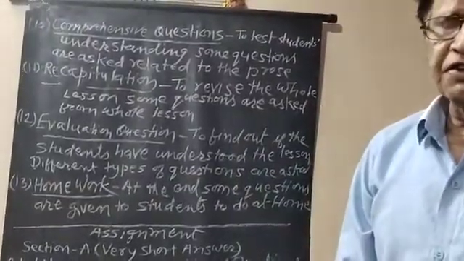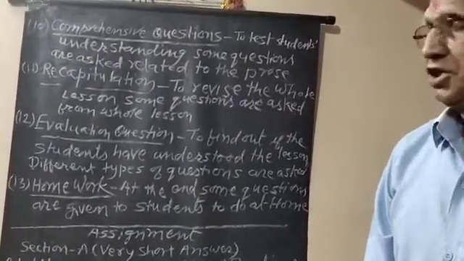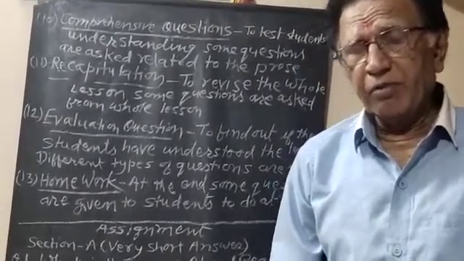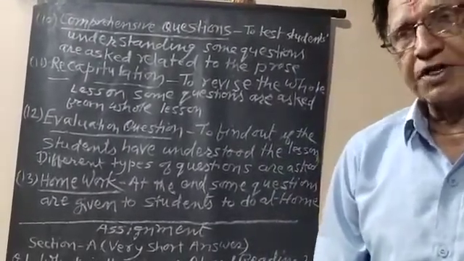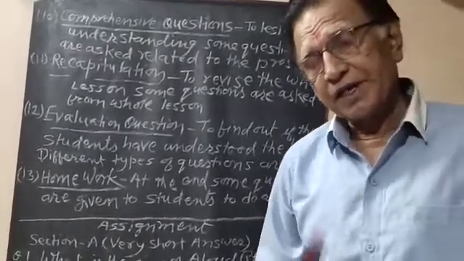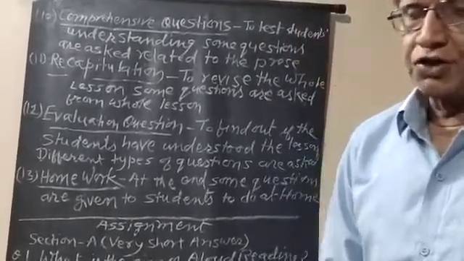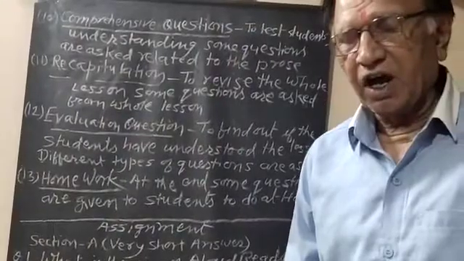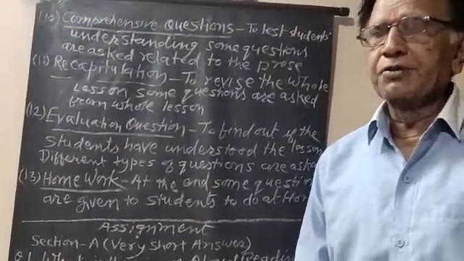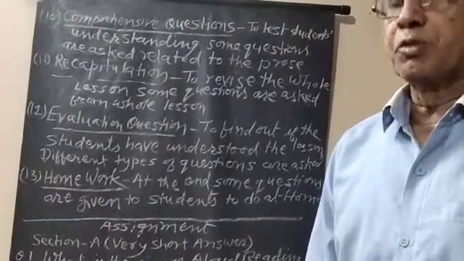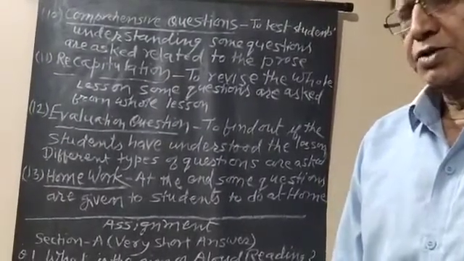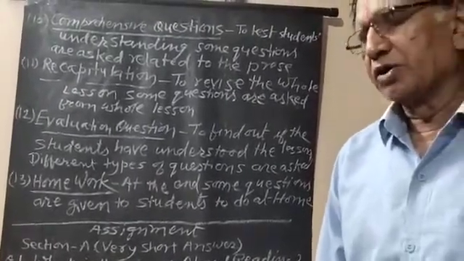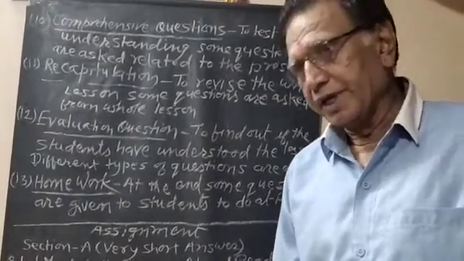Now comes the 10th step. This is just after silent reading, because the aim of silent reading is to understand the paragraph. Whether the students have understood or not is to be checked through these comprehension questions. The teacher will ask some questions related to the paragraph, related to the prose, and the students will answer. The teacher will write on the blackboard the answers that come from the students.